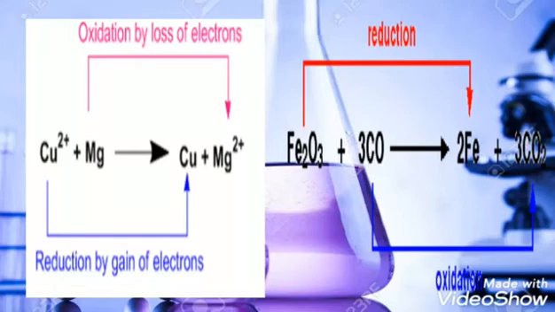For the second equation, take note that iron 3 oxide changes to iron, meaning it loses oxygen. So iron 3 oxide undergoes reduction and is my oxidizing agent or oxidant. Carbon monoxide changes to carbon dioxide, meaning you gain oxygen. And so therefore, carbon monoxide undergoes oxidation reaction and it is my reductant or reducing agent.